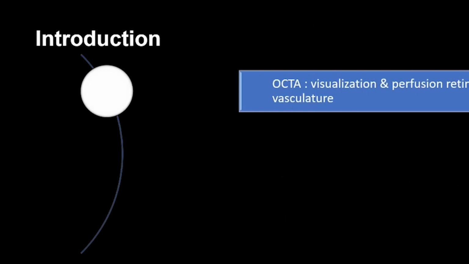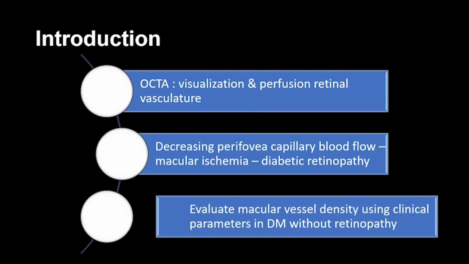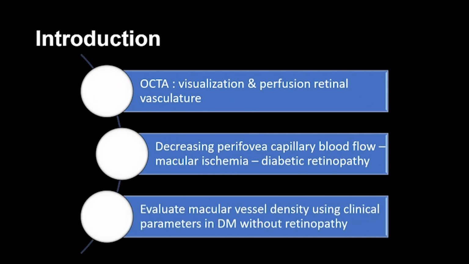After the discovery of OCT angiography, visualization and perfusion status of the retinal vasculature has become easier to evaluate. Decreasing perifovea capillary blood flow, seen in changes in the morphological area of the fovea avascular zone and macular vessel density, may reflect macular ischemia, which is a risk factor for diabetic retinopathy progression.